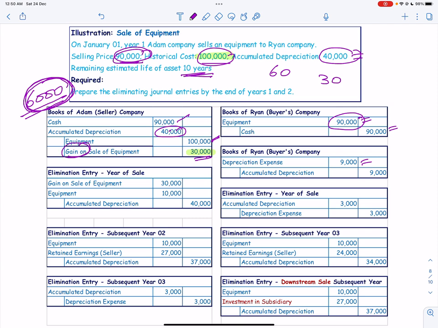And then the equipment should be re-established at its cost. So if you make the T account for the equipment, we have a credit for 100,000. The historical cost is 100,000. We have a credit of 100,000 and a debit of 90,000.